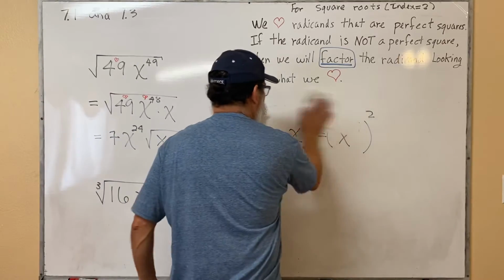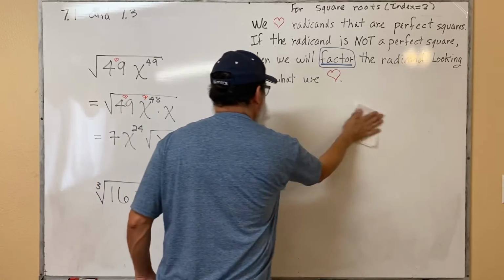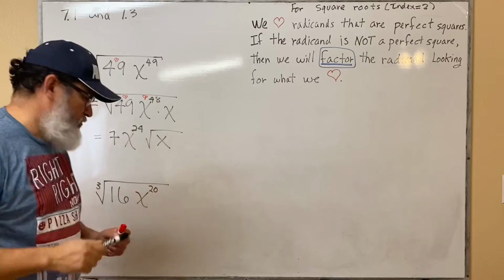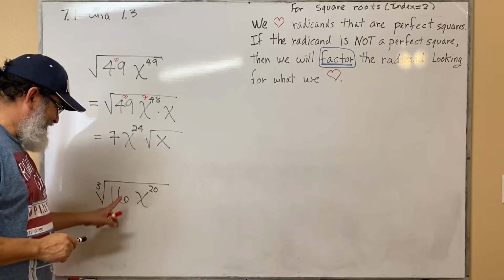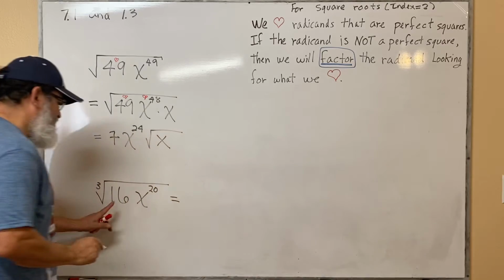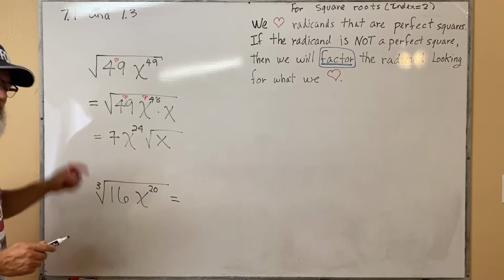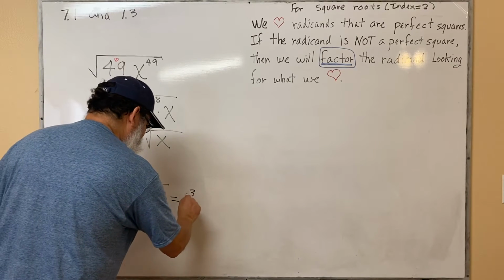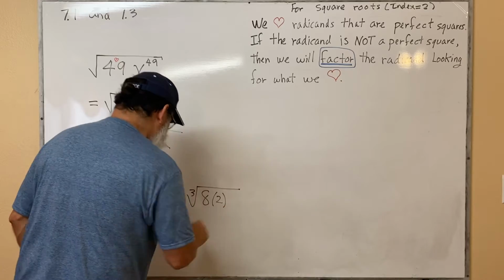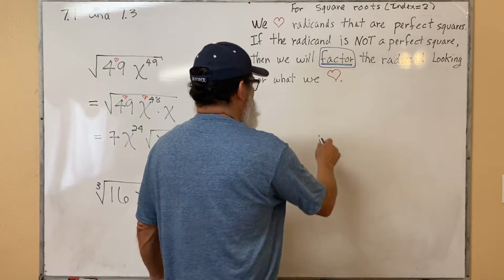So, watch this. Okay, let's see. 16, what's a factor of 16 that is a perfect cube? 8. So this is the cube root of 8 times 2. Oh, what about x to the 20th? Let's see, x to the 20th. So we have the following.